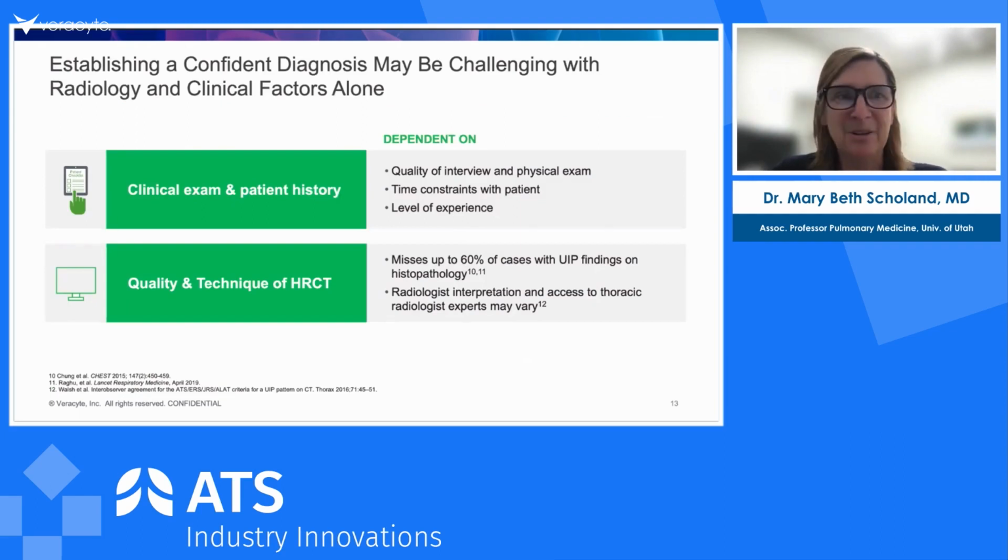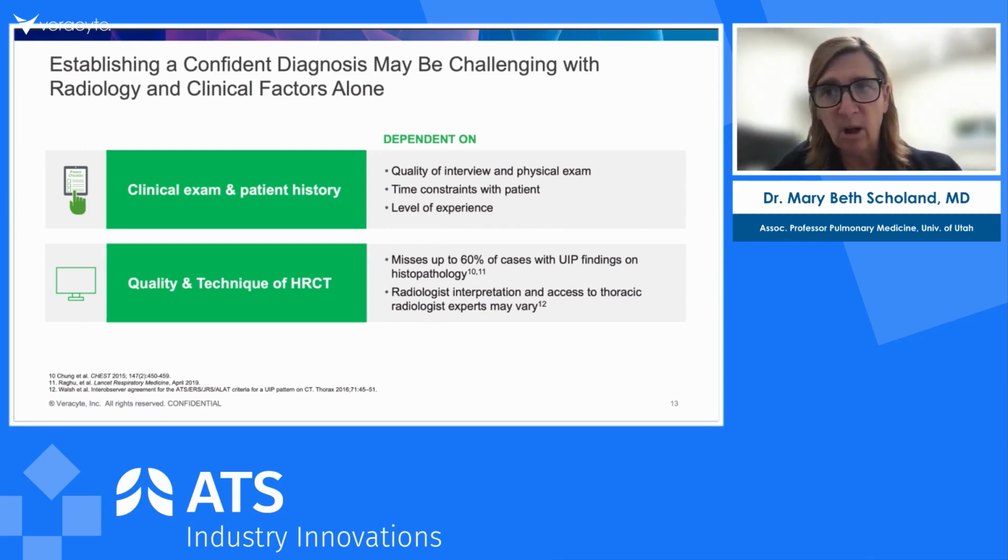And we just talked about this. So yeah, establishing a confident diagnosis may be challenging for a variety of reasons. Using our clinical sense and our radiology, we can have difficulty getting to a solid diagnosis. Our clinical evaluation really depends quite a bit on the examiner and the patient. So how able is the physician who's taking the history and the patient to have a communication that's going to make it clear what's gone on? What is that patient's history? Have we gotten a full exposure history? Do we know how to ask the right questions to get autoimmune history out of the patient?